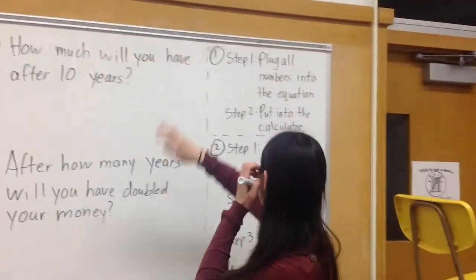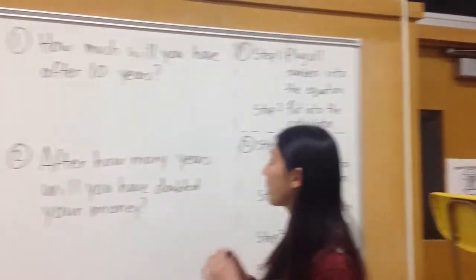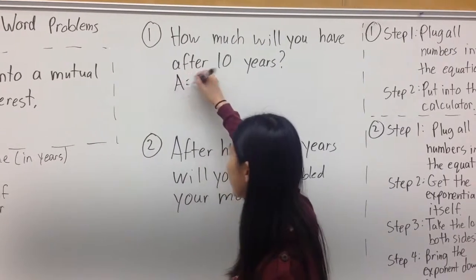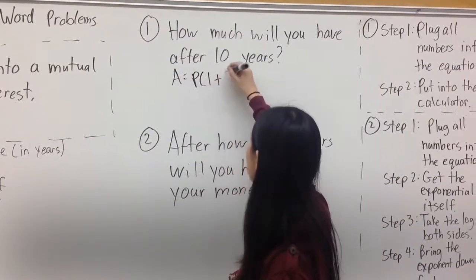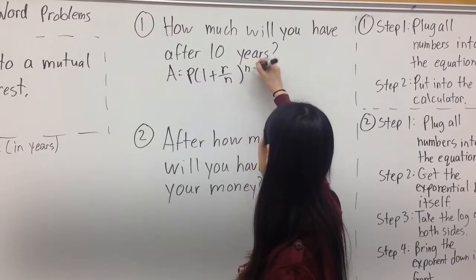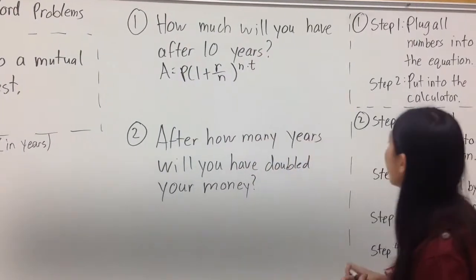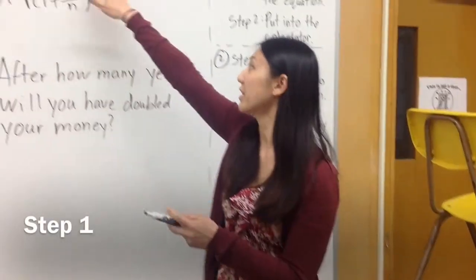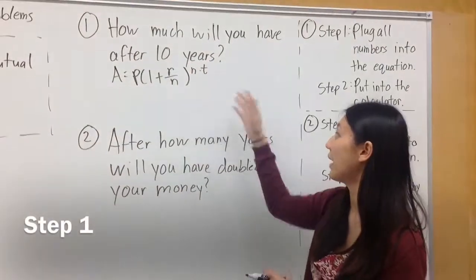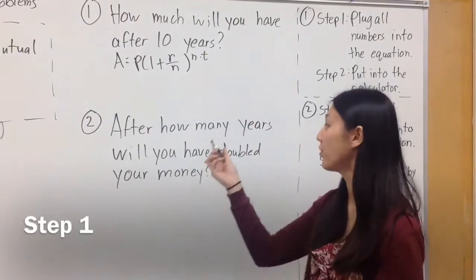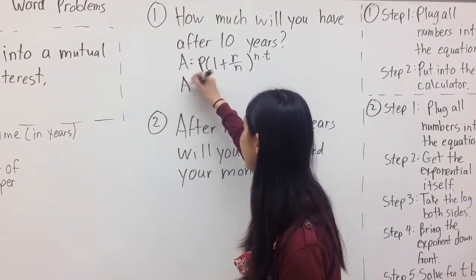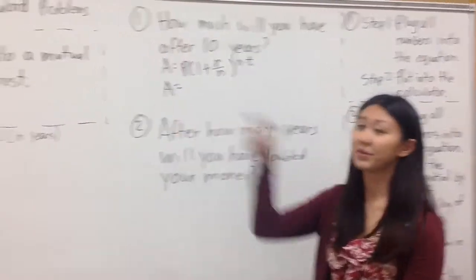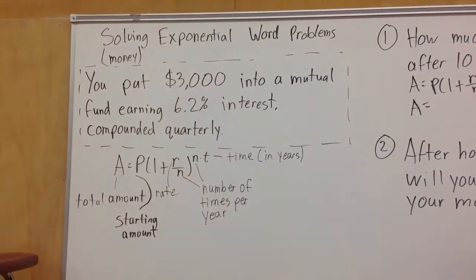Here is number 1. So step 1, we plug all the numbers into the equation. So I'm going to rewrite the equation over here. It's going to be A equals P times 1 plus R over N to the N times T power. Now A is the total amount. We're actually looking for A here because it says how much will you have after 10 years. So we're looking for A, we don't know what it is. So A is just A. P is how much we start with. We are starting with the $3,000 that we mentioned earlier in the problem.